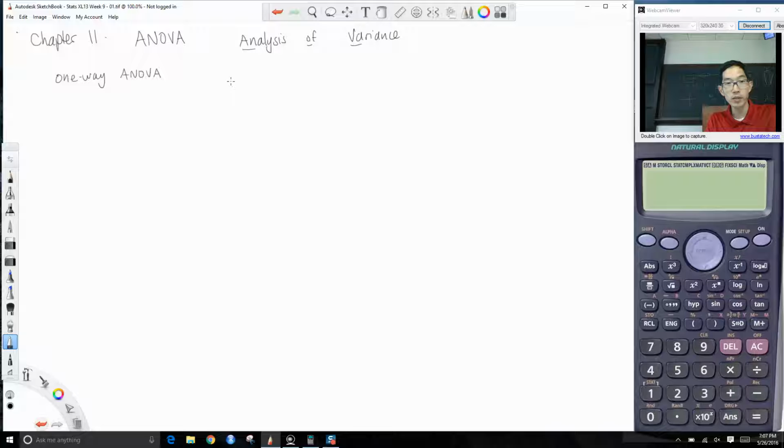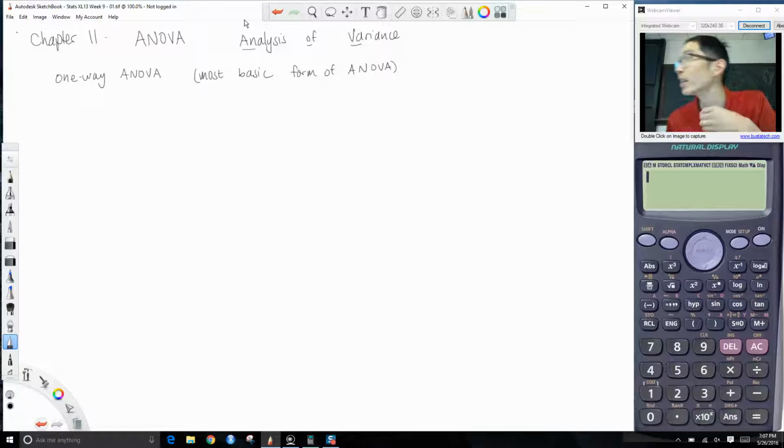Okay, so this is the most basic form of Anova. Yes? In academic conversation, when you're talking amongst your colleagues, do you say, oh yeah, I did an Anova on this, or do you say, oh, I did an analysis of variance on this? You can just say Anova, and they'll know what you're talking about.